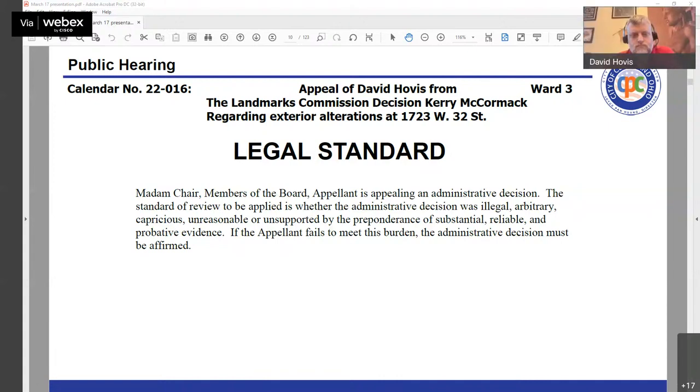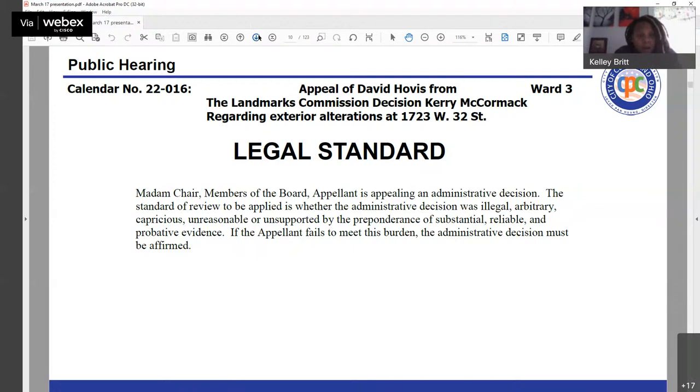Thank you. Legal standard, please. Thank you, Madam Chair, members of the board. Appellant is appealing an administrative decision. The standard of review to be applied is whether the administrative decision was illegal, arbitrary, capricious, unreasonable, or unsupported by the preponderance of substantial, reliable, and probative evidence. If the appellant fails to meet this burden, the administrative decision must be affirmed.